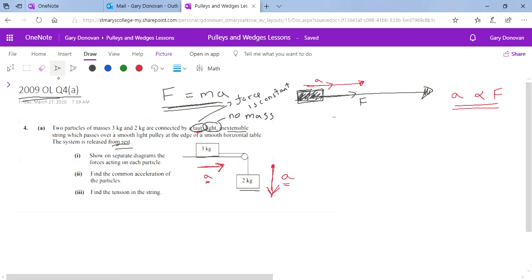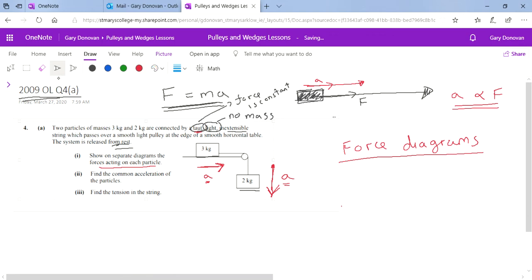Let's look at part 1. Show on separate diagrams the forces acting on each particle. In ordinary level they always ask you to do this. In higher level they don't, but the first thing you always do is force diagrams. And you'll see why that is important as we go through the question.